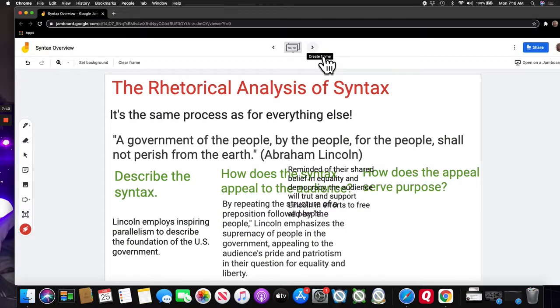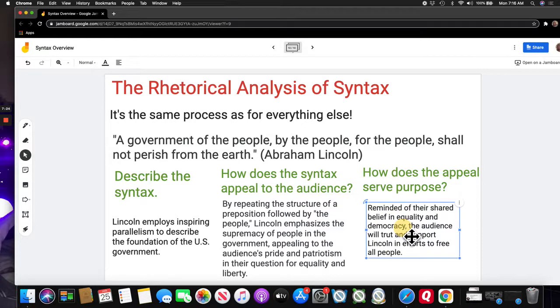What I want to emphasize is that your rhetorical analysis of syntax is the exact same process as it is for all the other elements. There's nothing different here. It's just a different type of style element that you're looking at. So you start with the description. So Lincoln employs inspiring, so some kind of adjective for what it's doing, parallelism to describe the foundation of the U.S. government. So this gets repeated. Preposition, of the people. Preposition, by the people. Preposition, for the people. This is both repetition and parallelism. The structure is the same, something gets repeated.